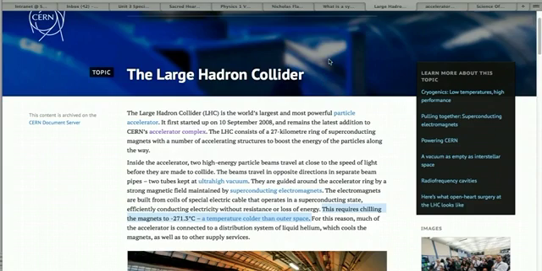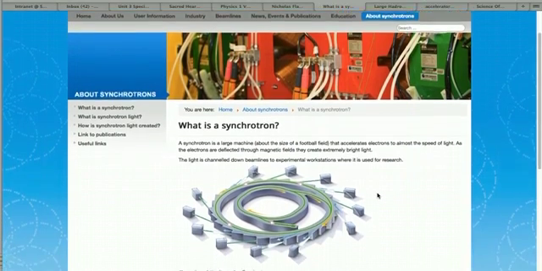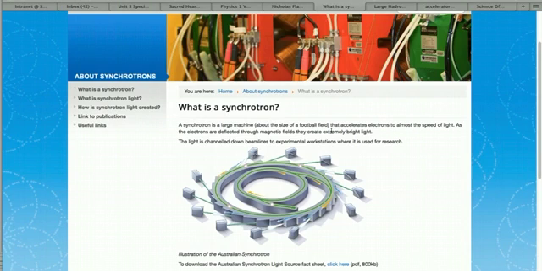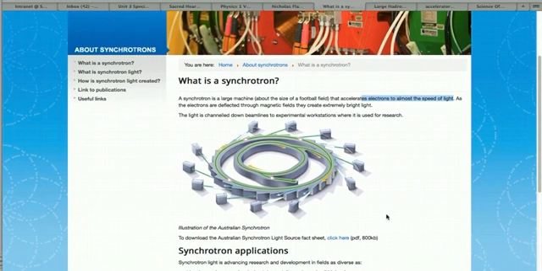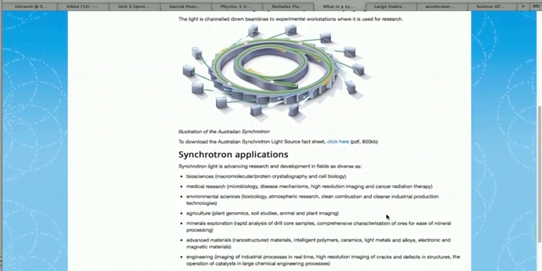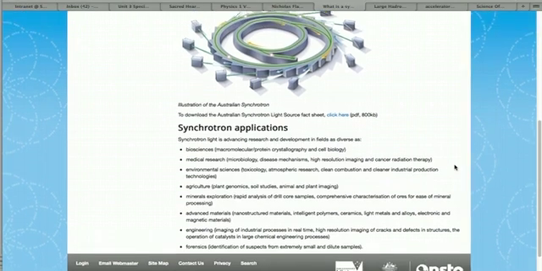And the other one that I want to show you is actually in Melbourne. There's something called the synchrotron in Melbourne. The synchrotron's a large machine about the size of a football field that accelerates electrons to almost the speed of light, and they're deflected through magnetic fields. And then they're channeled to workstations and they're used to do all sorts of things. So in the sciences, in mining, medical research. And this is actually here in Victoria and Melbourne by a group called ANSTO.